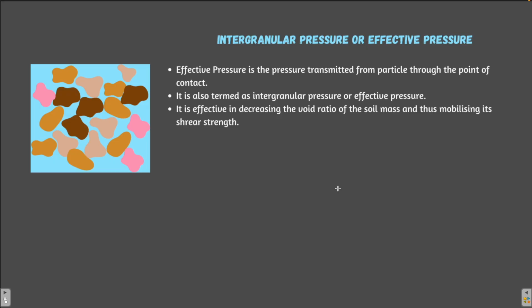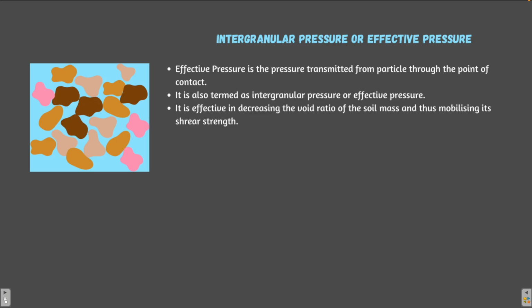Now, what is intergranular pressure or effective pressure? Here in the figure I have shown you the structure of a soil, a little bit of soil mass which is very zoomed up. Whatever you can see are the soil particles or the soil grains, and the blue color is the water in the soil. That is the pore water, you can say, or the groundwater in the soil. Now let's learn what is effective pressure.